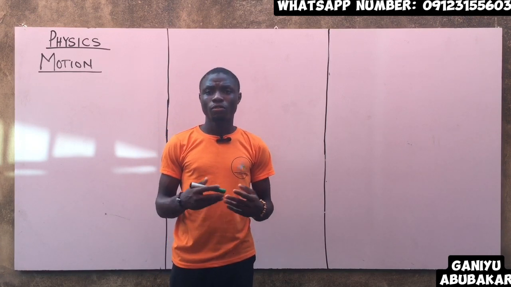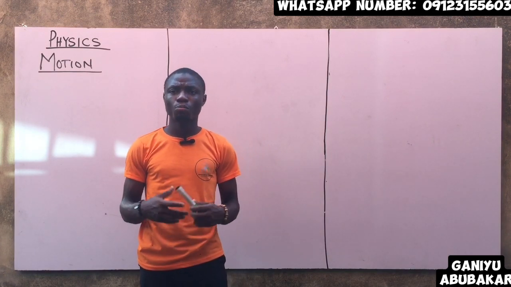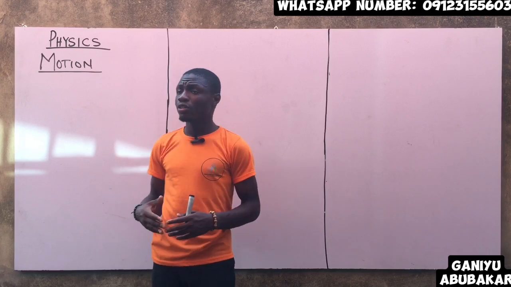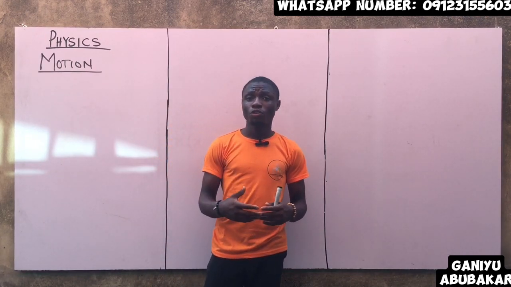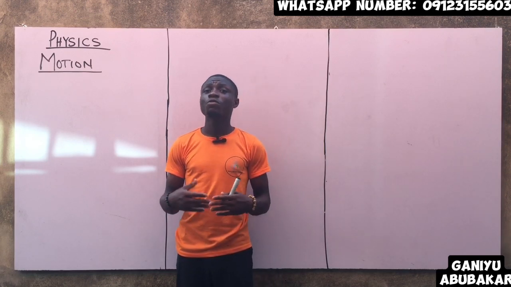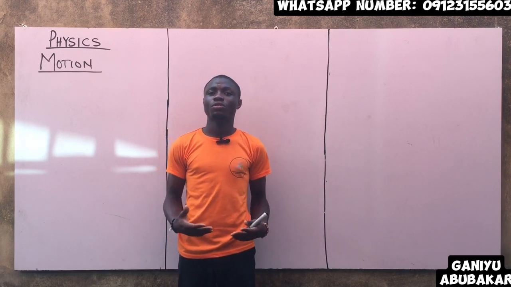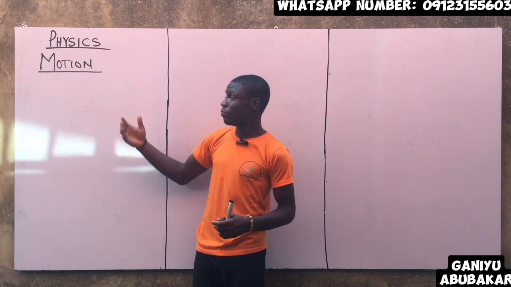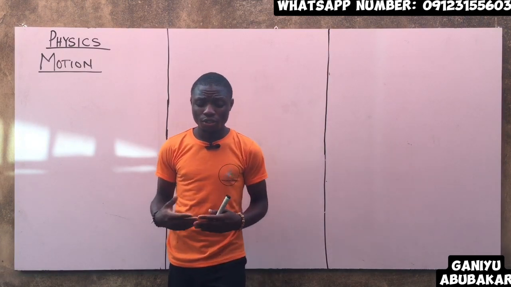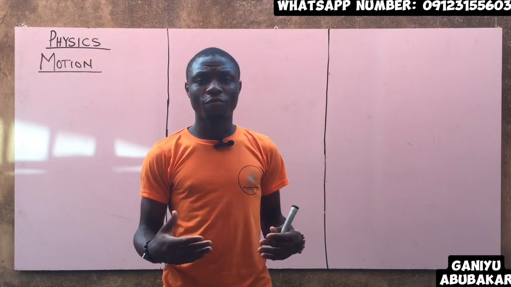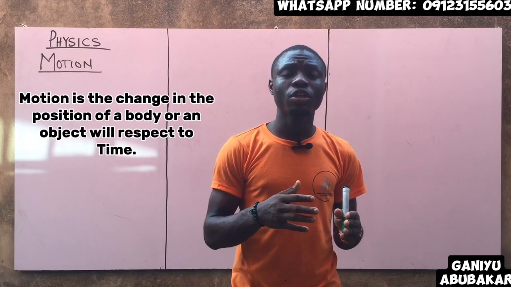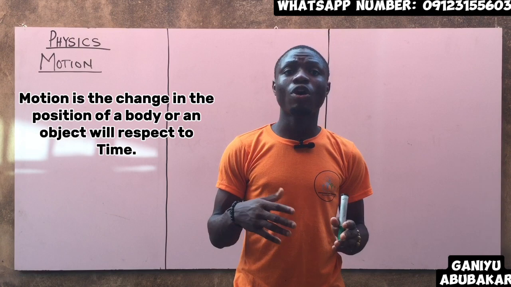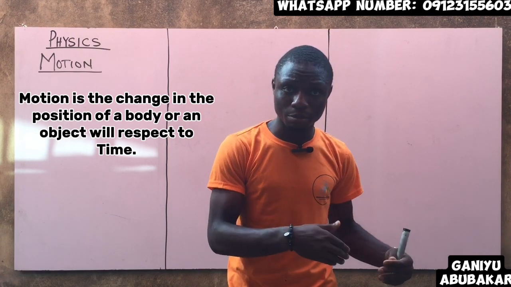Today's class, we're discussing motion in physics. I'll be using the idea of equations of motion to solve various JAMB past questions, right? So let's start with the definition of motion. What is motion by definition? Motion is simply the change of a body or an object with respect to time.